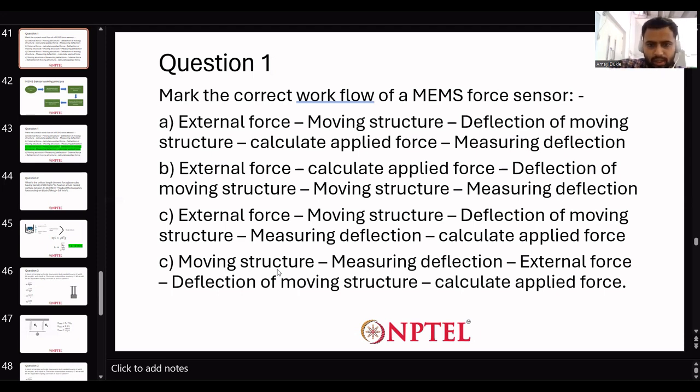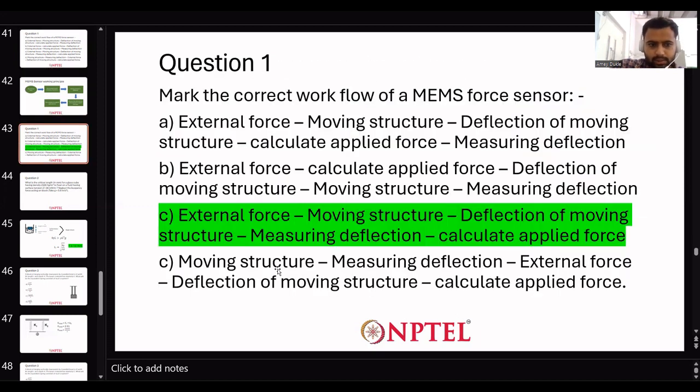Even in all these cases you just need to look at the input and output of the sensor. From the basic definition of a sensor, we know that it converts the input from one form to another, and we are measuring what is to be measured. So here we are measuring the force. By measuring the deflection, the entire thing that has been calculated is the applied force. So the answer is option C.